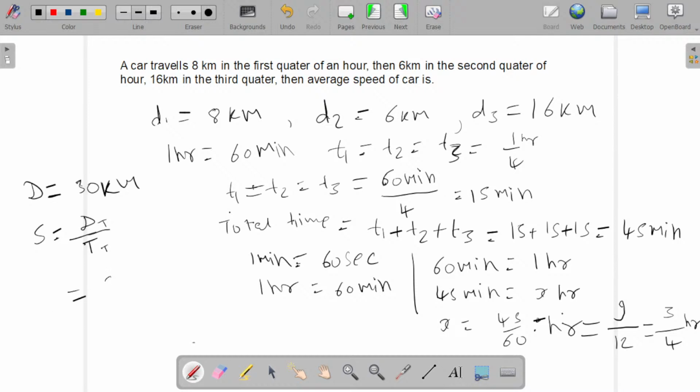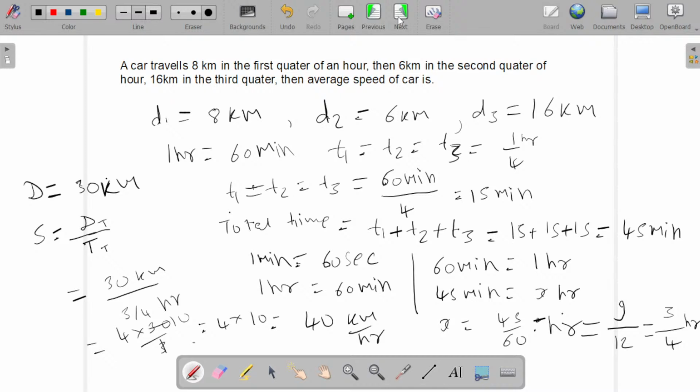So we put it: 30 kilometers by 3 by 4 hour equals 4 into 30 by 3. 3 tens are 30, 4 into 10 equals 40 kilometers per hour. So the answer is the same. This way also we are getting the same answer. So always keep in mind, whenever the units are different, like time is in minutes and distance in kilometers, you have to either convert distance into meters or time into hours, so we can solve it.